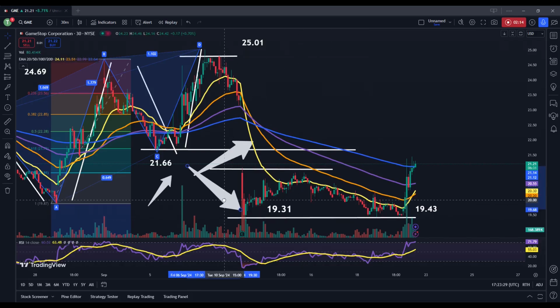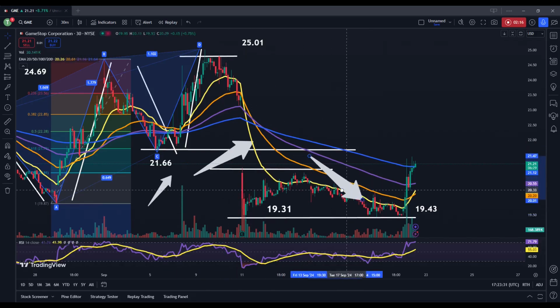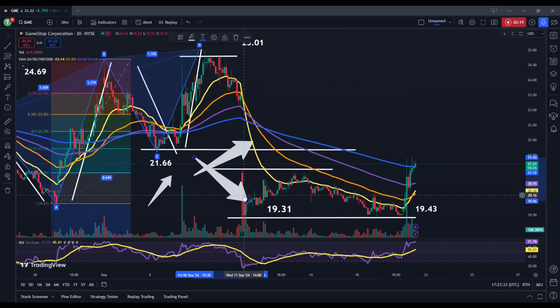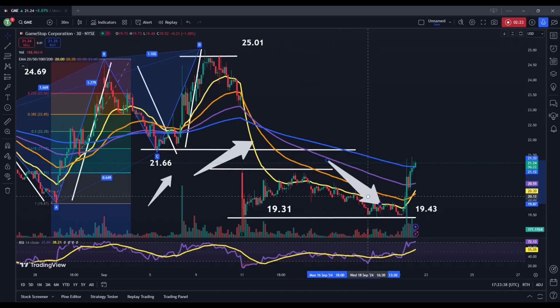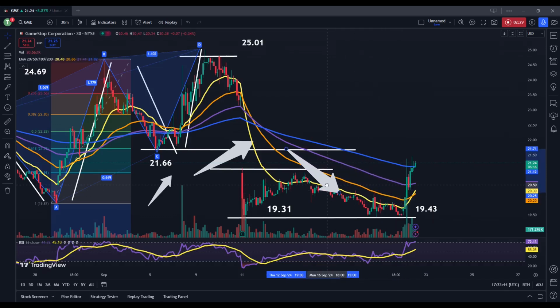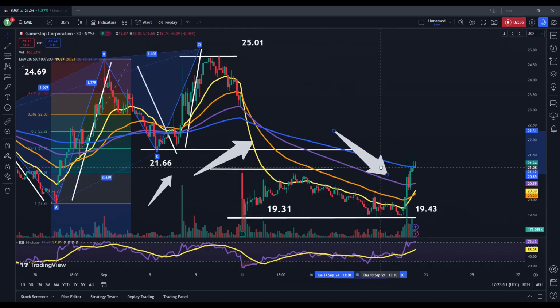And as we can see, this area was tested first during the September 11 trading session, and then again during the September 18 trading session, and then finally later in that same trading session. So roughly on three different occasions here, two of these tests were on the same day, but we did see a bit of a bounce here currently.